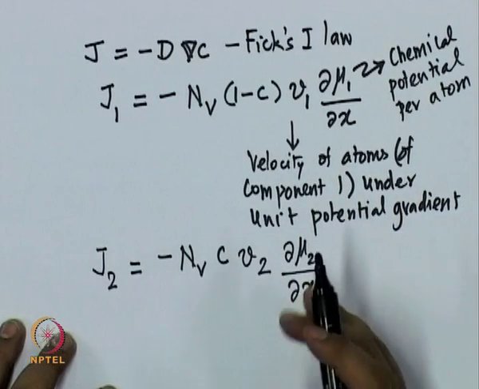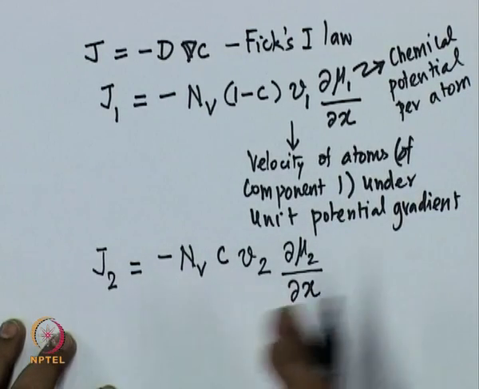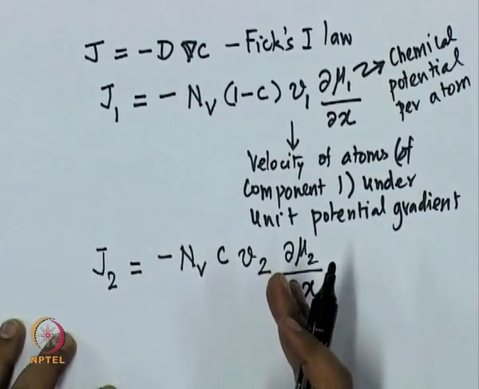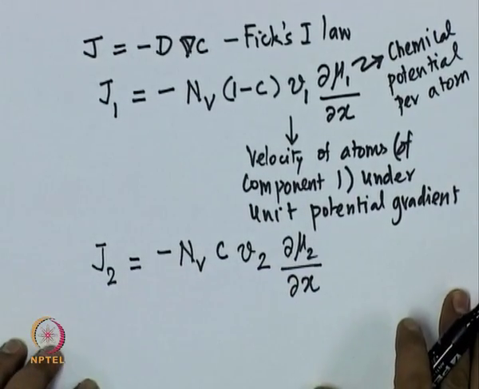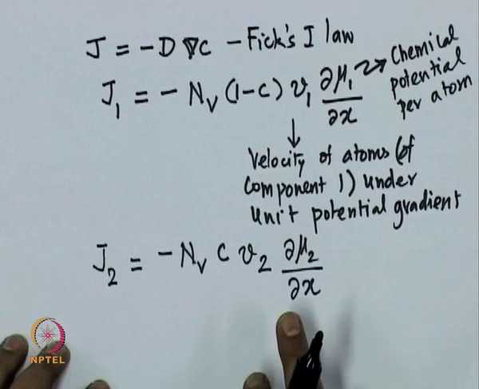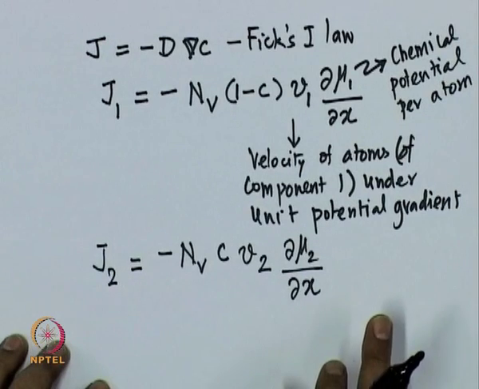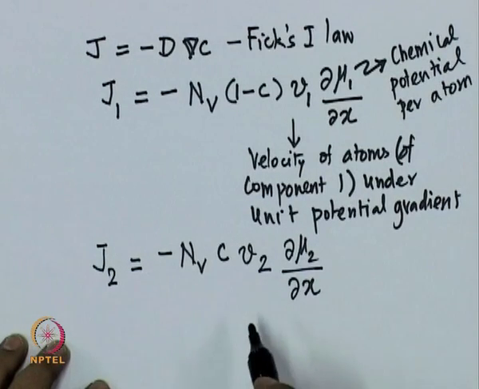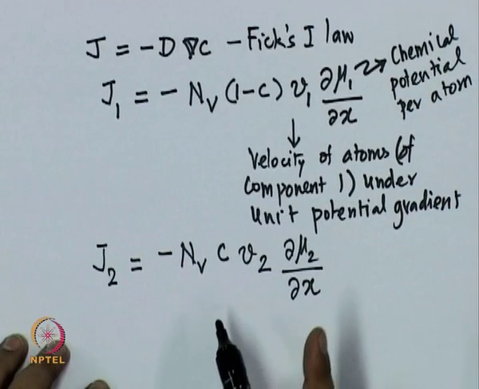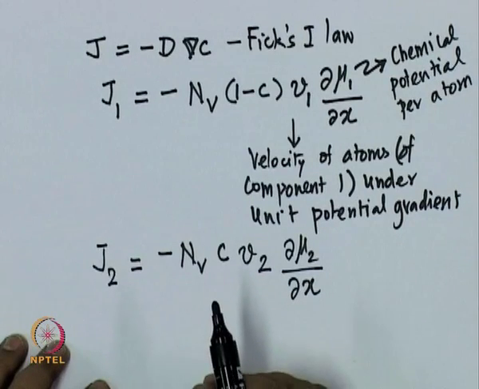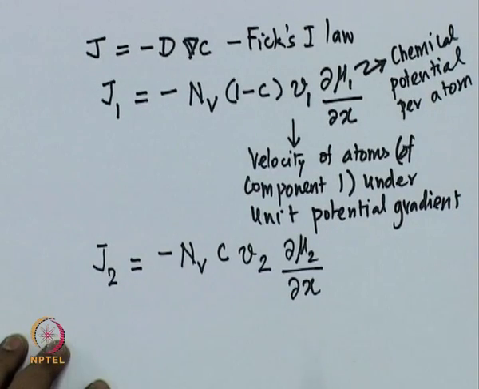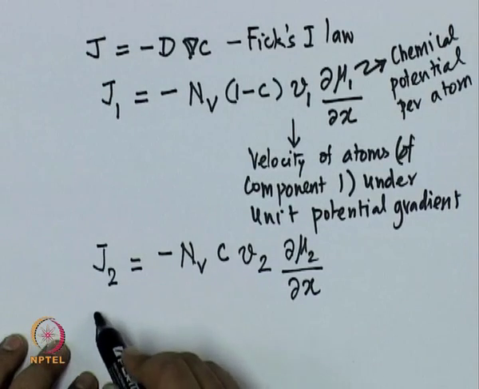So, you have a lattice in which A atoms are moving, B atoms are moving, so you have found the flux for these two. We are going to define the flux with respect to a particular frame of reference. Okay, so that is the next step. That particular frame of reference is known as a reference plane, it is called the Matano interface.